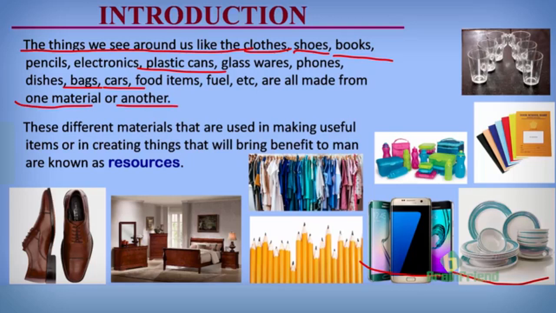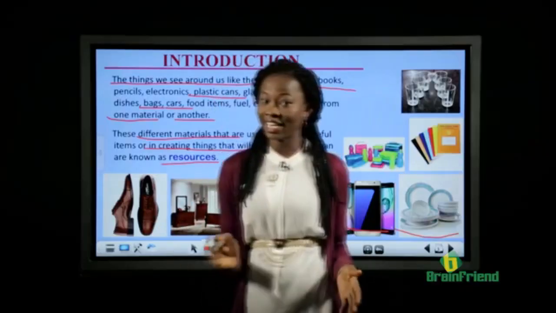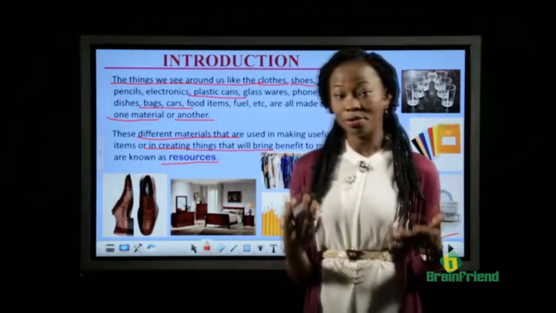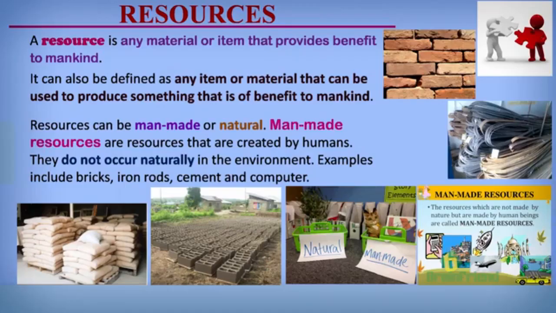These items didn't just fall from the sky. They are all gotten from different sources. These different materials that are used to manufacture or to make useful items or to create things that will be of use to man are known as resources. In today's class, we're going to be looking at different resources that are gotten or derived from living things.